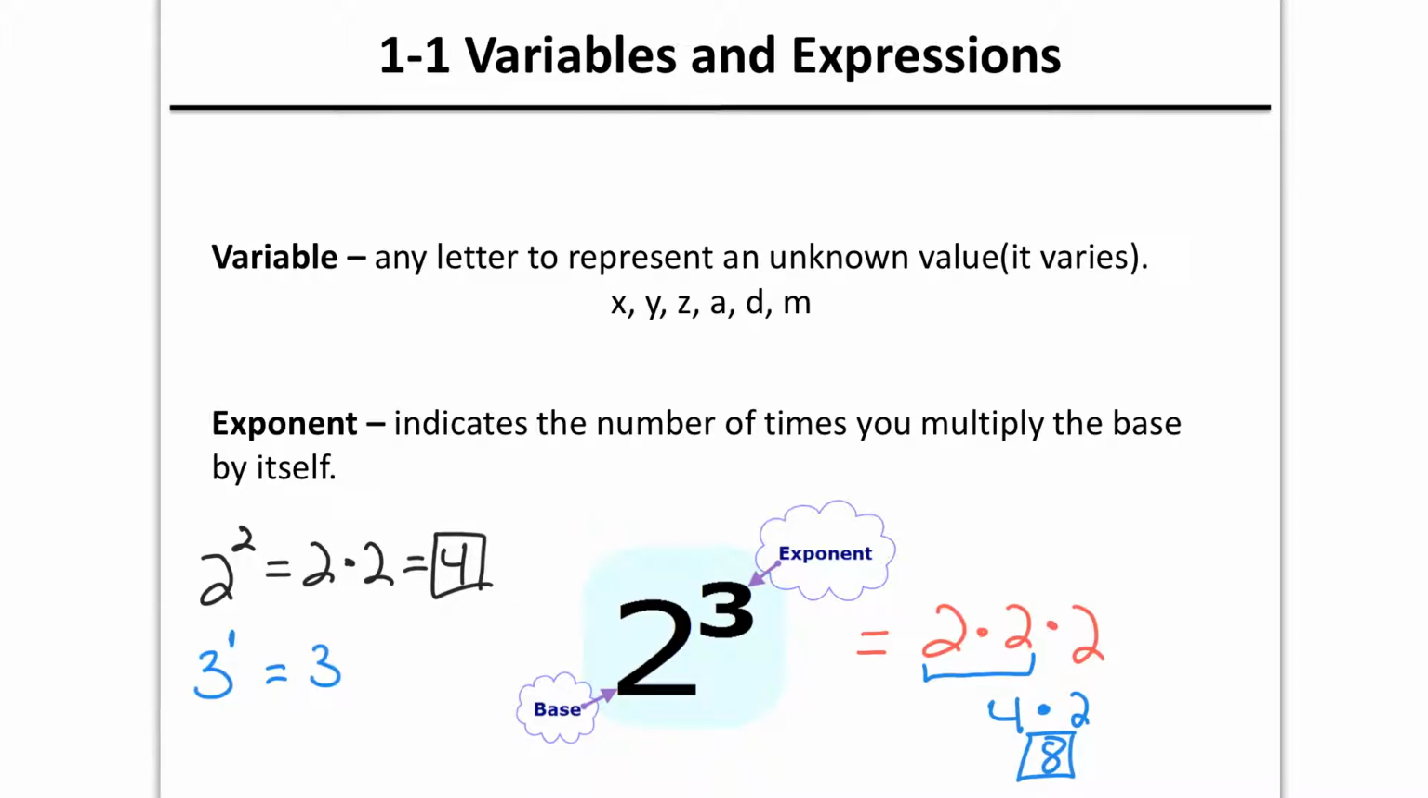Or you can have any number. Let me just choose another number, 7. 7 is to the first power because it is an invisible 1, and 7 to the first power is just 7. But once you guys have a different exponent, like a 2, a 3, or a 4, or any other exponent, that's how many times you're going to multiply the number by itself.